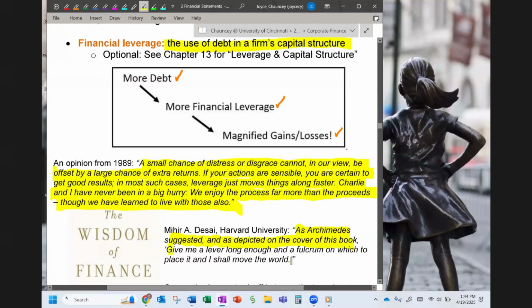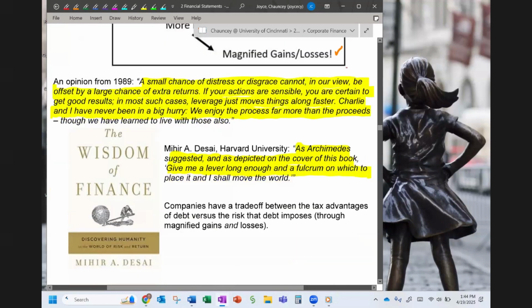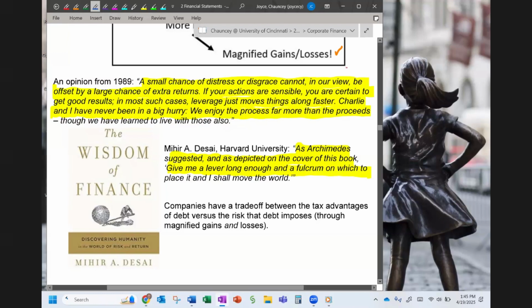So companies do have this trade-off in terms of tax advantages from using debt, because it will lower your taxable earnings, versus the risk that debt imposes through this idea that gains are magnified. The firm becomes riskier. So how to think of this fulcrum idea is, well, this is the large asset the company is trying to move, and the equity is what the firm muscle is. It's what they bring to the table. And then the leverage or the liabilities is the stick they're using to help move those assets. So this is equity and then this is liabilities.